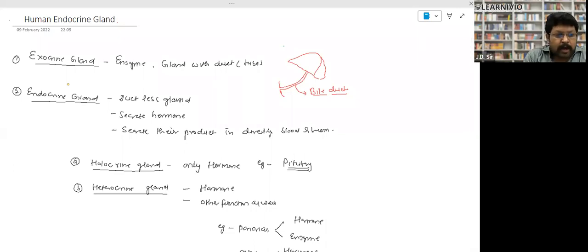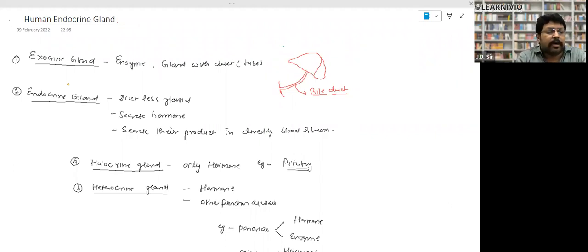Human system or endocrine gland, right? So here we will study the types of gland and what they are secreting. This is also equally important. So in nervous system, what you have to remember: parts of brain, eyes and ear, these parts, then the synapse part. This is very, very important. Here I will tell you, there are some glands which are frequently asked.